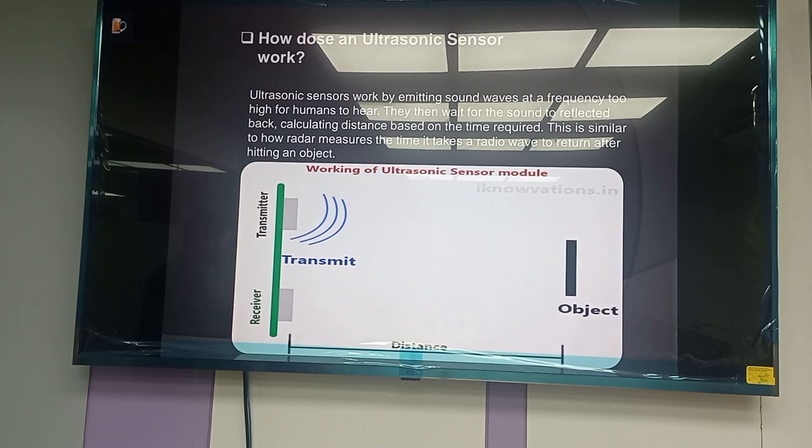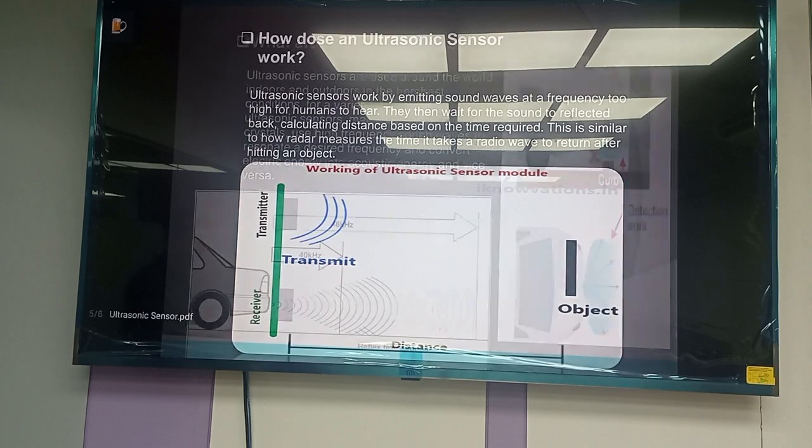And here is the working principle. You can see that an ultrasonic sensor works by emitting sound waves at a frequency too high for humans to hear. They then wait for the sound to be reflected back, calculating distance based on the time required. This is similar to how radar measures the time it takes a radio wave to return after hitting an object.